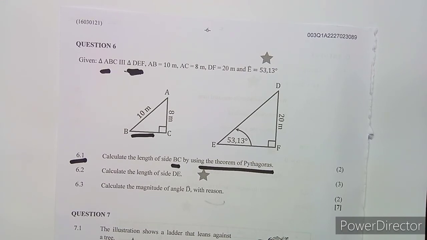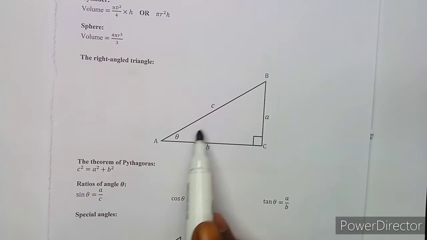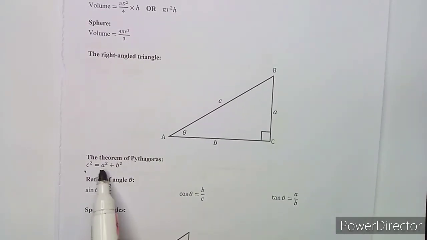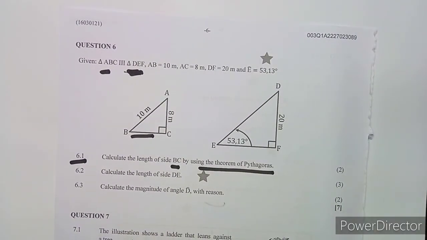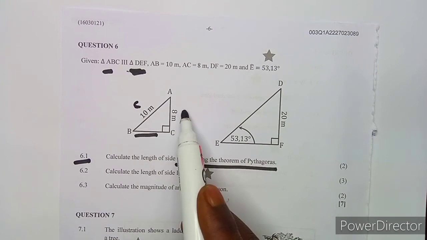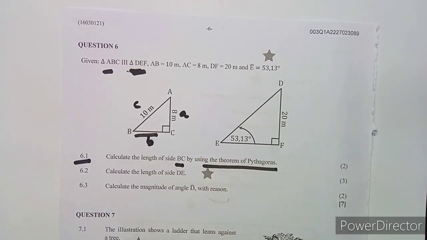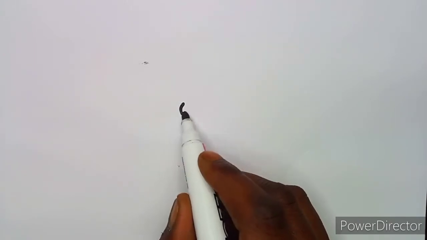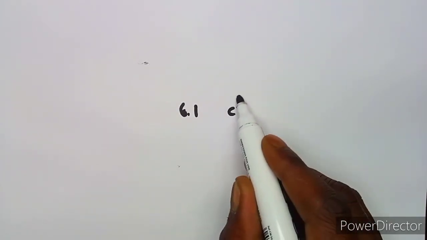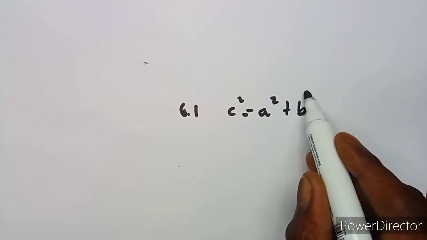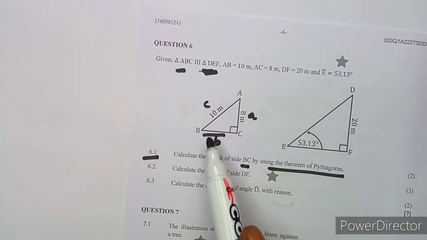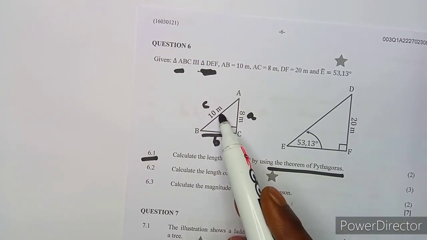Our Pythagoras theorem is given on our formula sheet, or we can just apply this, guys. We know that from the Pythagoras theorem, c squared is equal to a squared plus b squared for this type of triangle that we have. As you can see, this is our C and this is our A and this is our B. So we can apply our Pythagoras theorem directly, which is c squared equivalent to a squared plus b squared. In this case, our c is 10, which is the hypotenuse, the one opposite 90 degrees.